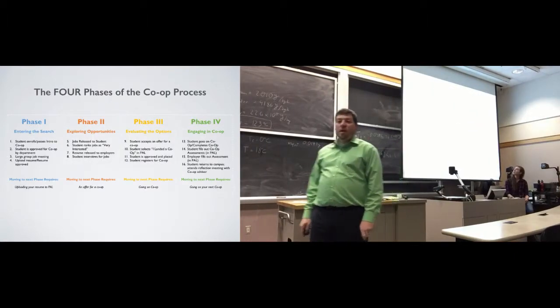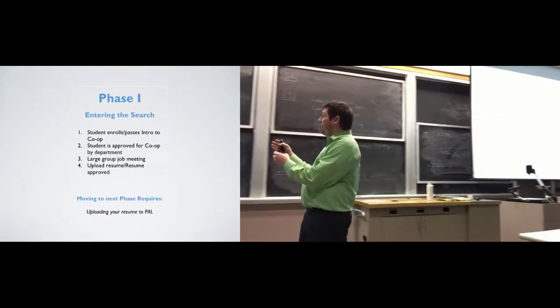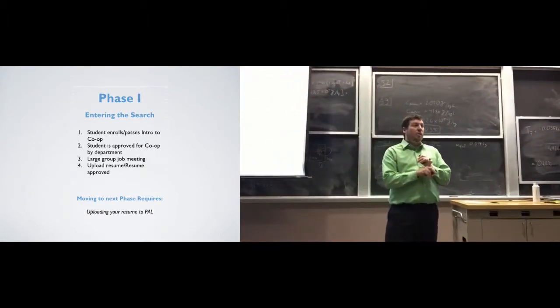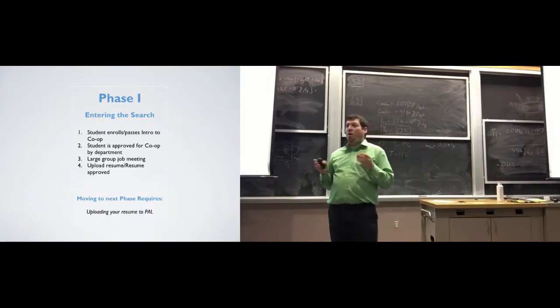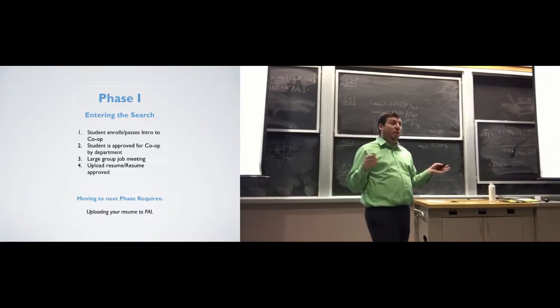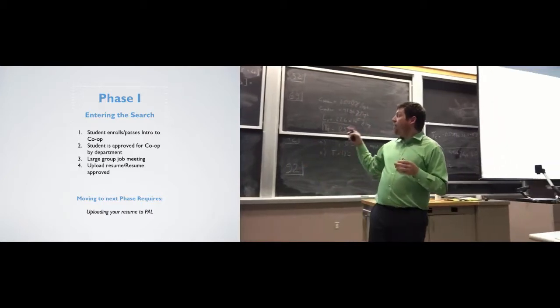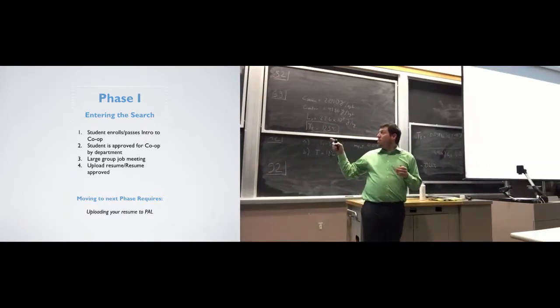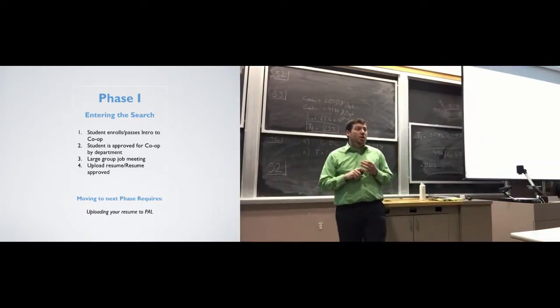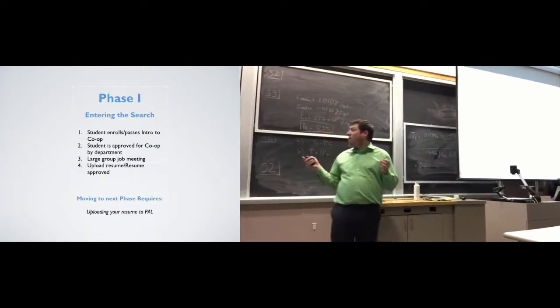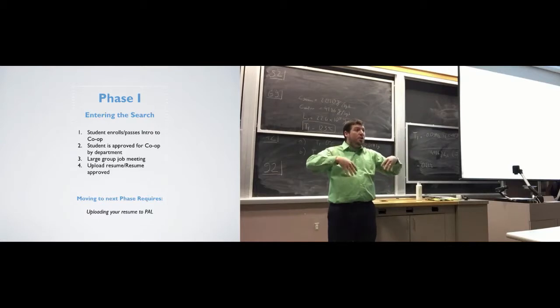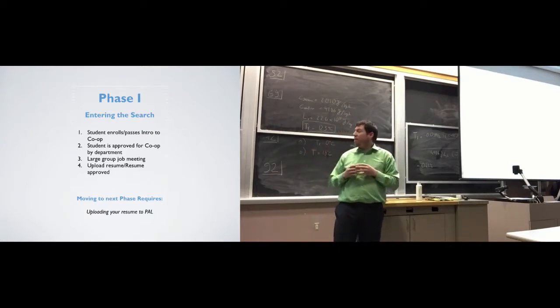Phase 1 is entering the search phase. So everyone here is in Intro to Co-op, right? Yes? Good? Okay, pass that course, because if you don't pass that course, you can't go on co-op. After you've enrolled into that course, you're going to be approved for co-op by your department. And so everyone here has been approved. You've been certified. So you're already steps 1 and 2. You're already ready to go. Your large group job meeting, which you're here now, which is fantastic. So you've got 3 things down.